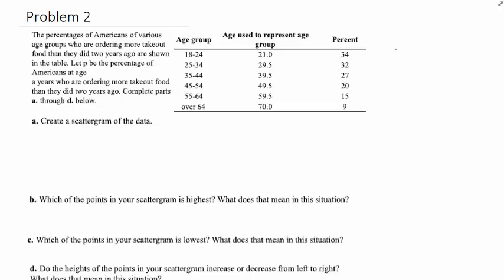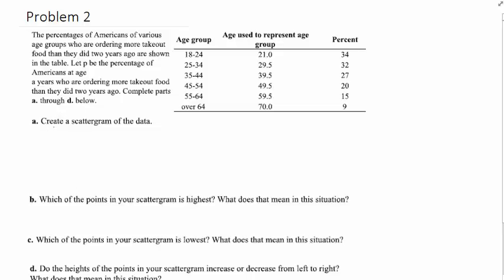Problem number 2. The percentage of Americans of various age groups who are ordering more takeout food than they did 2 years ago are shown in the table. And so we're going to let P be the percentage, and then instead of looking at the age groups themselves, we're going to have an age used to represent a particular group, so that we just have one single number to deal with instead of various different numbers.